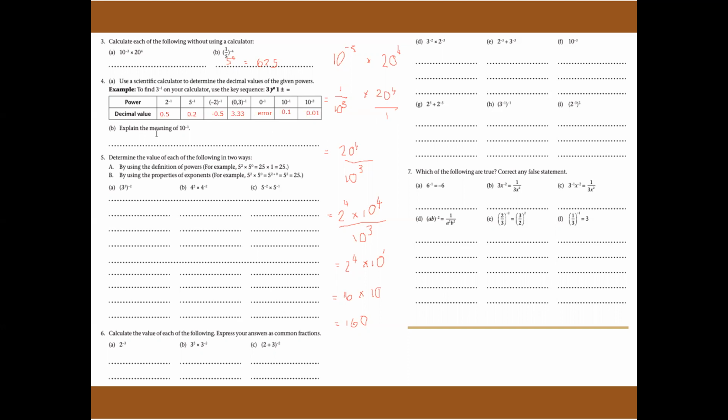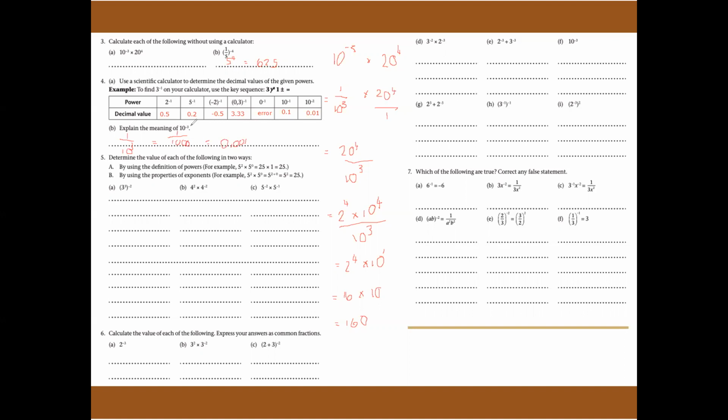Okay, then B, it says explain the meaning of 10 to the power of negative 3. Well, that is the same as saying 1 over 10 to the power of 3. And that 10 to the power of 3 is 1,000. And then we can convert this into a decimal. So you see there are many ways how you can actually convert 10 to the power of negative 3.